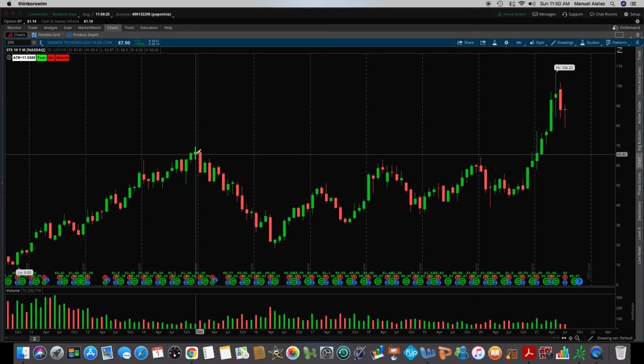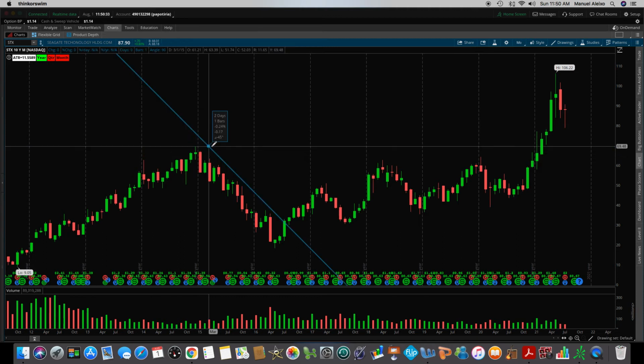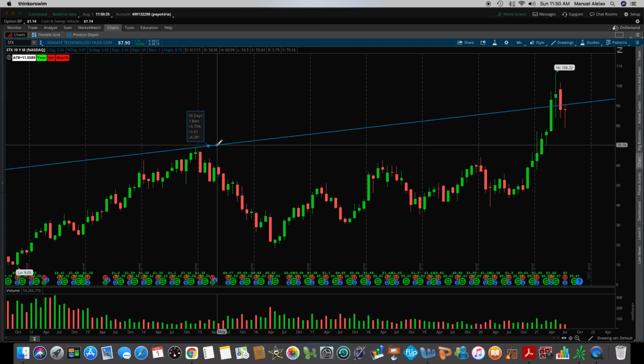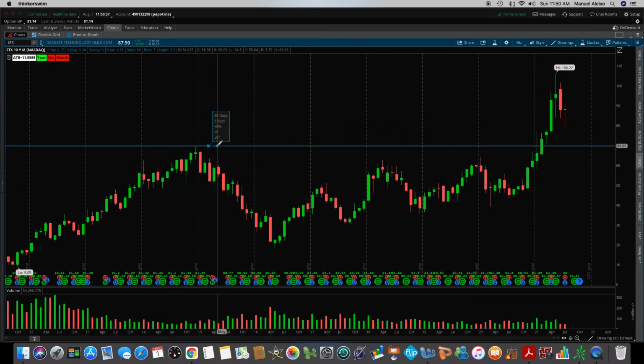As you can clearly see, Seagate back from 10 years ago, this candle here, 69.40, is definitely an area of resistance, massive resistance, okay?